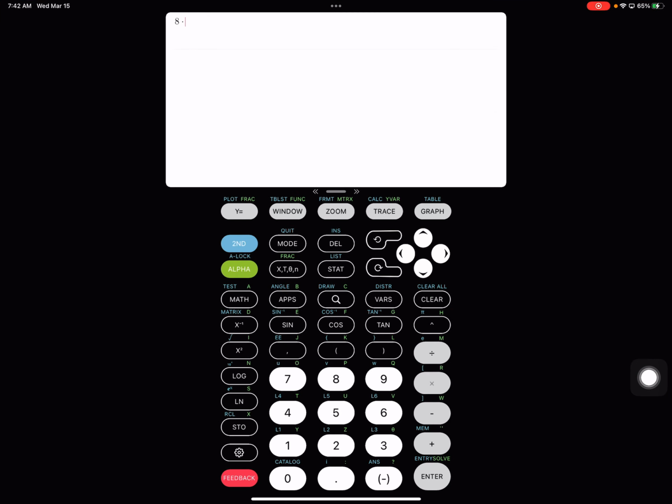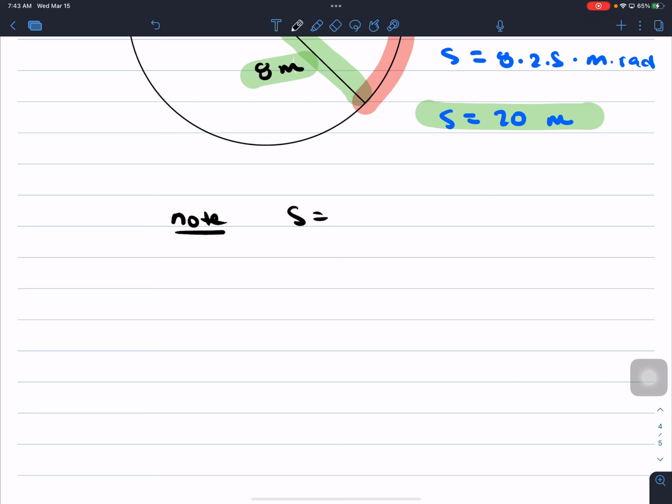Now, I'm going to ask you guys to note the following here. Note. S is r theta. Now, if I do a little bit of algebra, you know what that implies? If I divide both sides by r, what happens on the right side? Cancellation? So what is theta going to be? S over r.